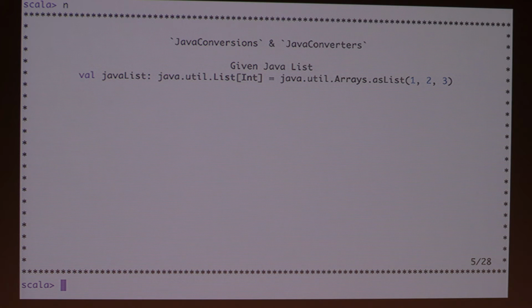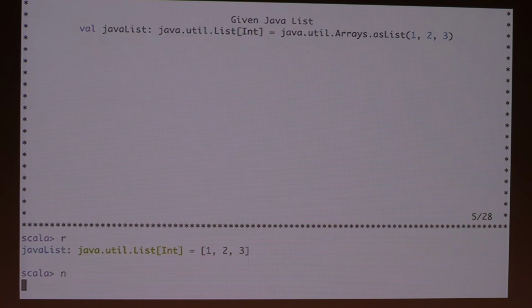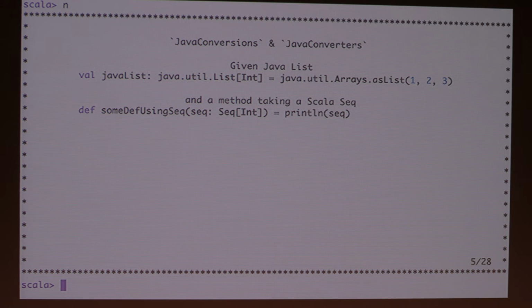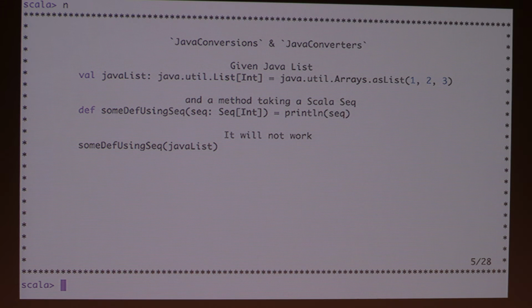Okay, so there are also some converters and conversions built into the Scala collections library. Given that we have a Java list, for example, when you're working with some Java library, this can happen, of course, when working in Scala. And we have some method in Scala which is expecting a Scala type Seq in this case, which will just print it for now. So we define this, and we want to use it with the Java list.